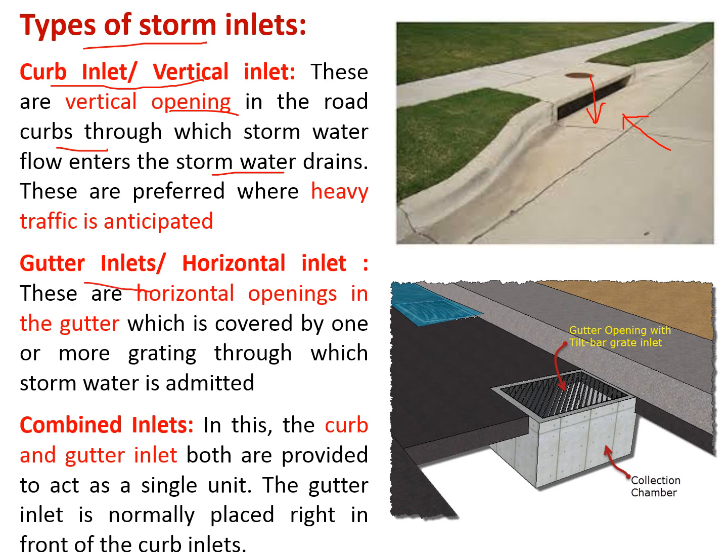Next is the gutter inlet or horizontal inlet. The horizontal openings provided in the road and used for the collection of storm water are called a gutter inlet or horizontal inlet. In certain cases both combinations, horizontal as well as vertical gratings, are provided, and they are useful for the collection of storm water. Generally the gutter inlet is normally placed right in front of the curb inlet. So horizontal, vertical or combination are the different types of storm inlet.